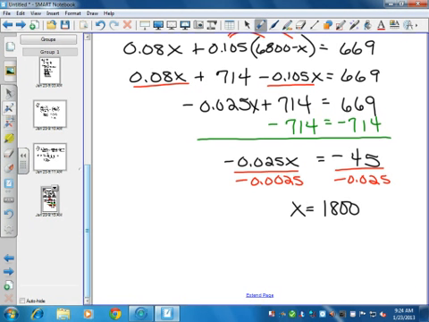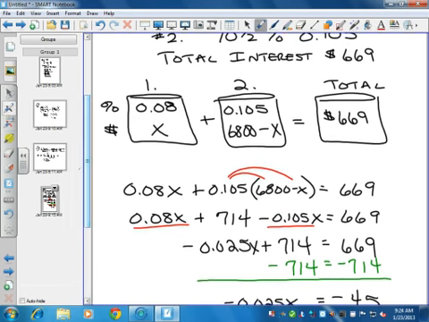Okay, then always go back to what is it that the question is actually looking for. Did they want to know just the 8% or just the 10.5%, or did they want to know both of them? And what does X mean to you? Because if somebody's asking you how to split up money and you walk up to them and talk about X, they're going to think you're crazy. What are you talking about? So for us, X, back up here, X was the amount that we had at 8%.